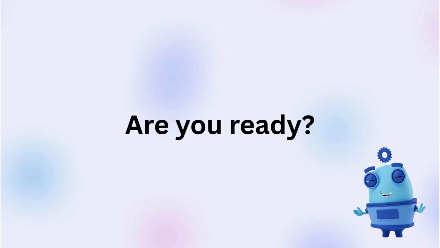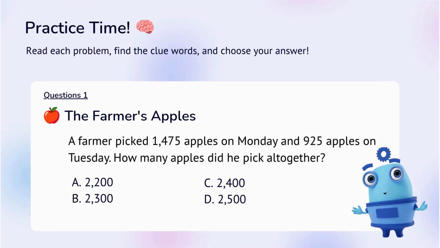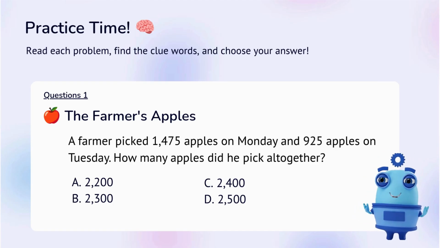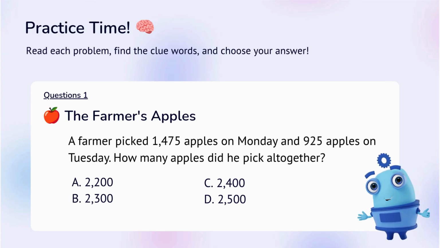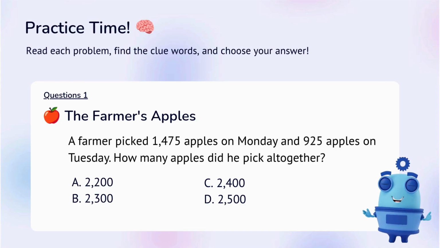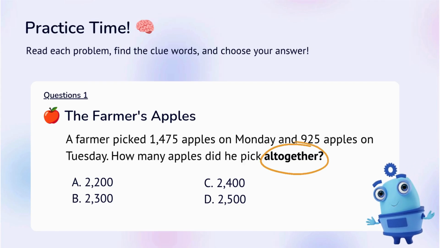Okay, are you ready to answer the questions now? Great job! Now it's time to practice what we've learned. Let's read our first question together. A farmer picked 1,475 apples on Monday and 925 apples on Tuesday. How many apples did he pick altogether? Before solving, let's find the clue words. The clue word is altogether. This tells us that we need to add the two numbers.